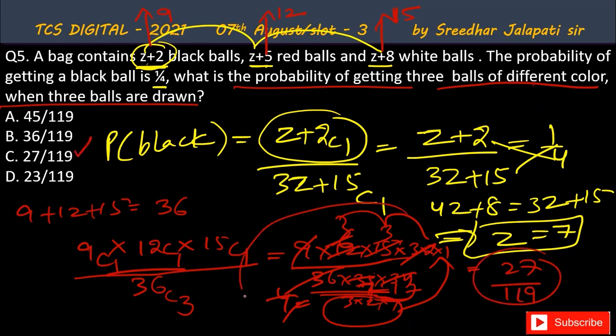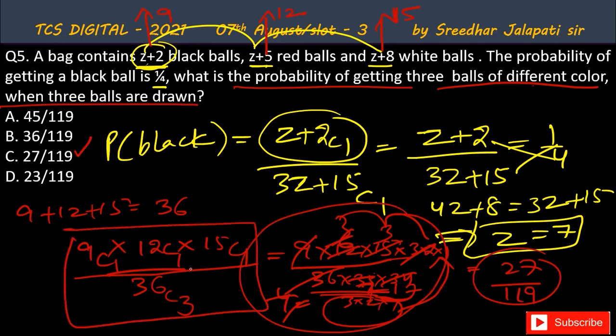Of course, this simplification you can do it on your own. Anyway, you understood the concept. This is the answer. You simplify, you will get the same 27 by 119.